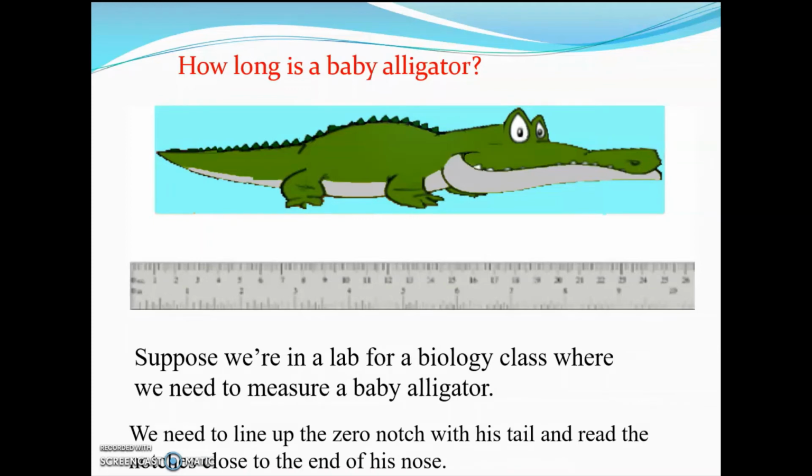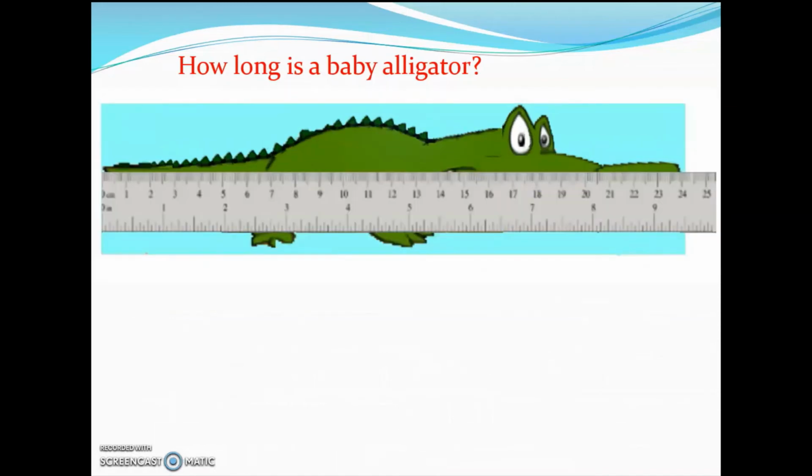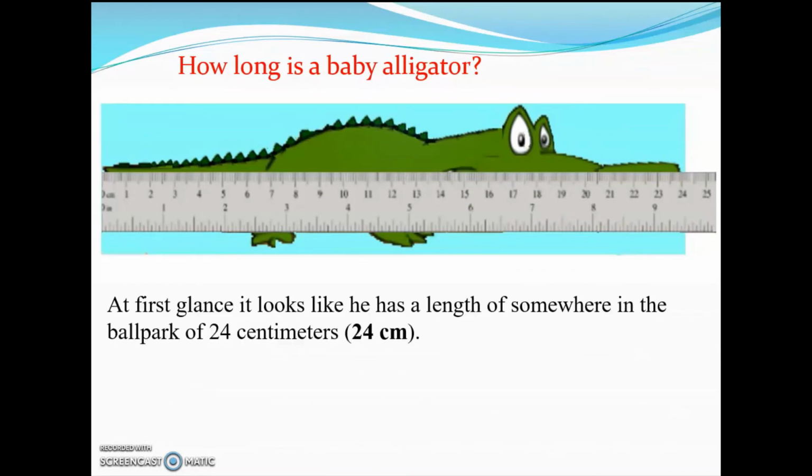And so we're going to line up the 0 notch close to the tail, and then try to read the measurement off the end of his nose. So we line it up like this, and at first glance, it looks like it's in the ballpark of about 24 centimeters or so. You can see the 24. But we need to do a little bit better than that.